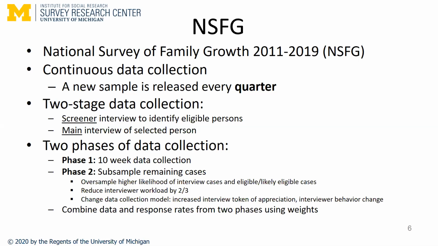There are two phases of data collection, using the phase terminology from responsive survey design. Phase one is generally a 10-week data collection, and a subsample of remaining cases at the end of phase one are then given a phase two protocol, which includes oversampling cases with a higher likelihood of interview and cases highly likely to be eligible, reducing the interviewer workload, and changing the data collection model, where we increase the interviewer incentive and change the interviewer behavior, having them focus more effort on fewer cases.